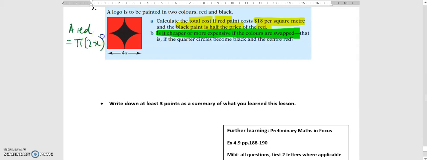So that's area of a circle, pi r squared. And when I work that out, I get 4 pi x squared, okay, because you're doing 2 squared, which is 4, pi's there, and then the x is squared. So that's the area of the red. Then I'm going to work out the area of the black. So to get the area of the black, well, I'm going to do the whole square, which is 4x all squared, take away the red bit.